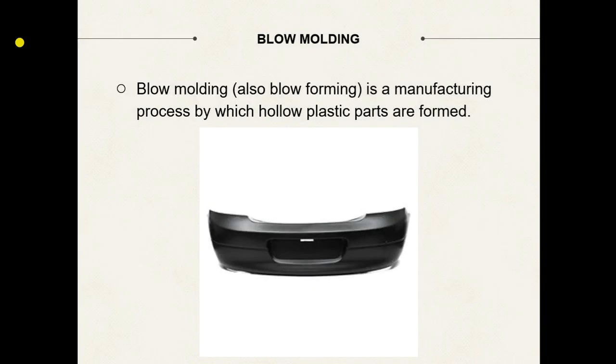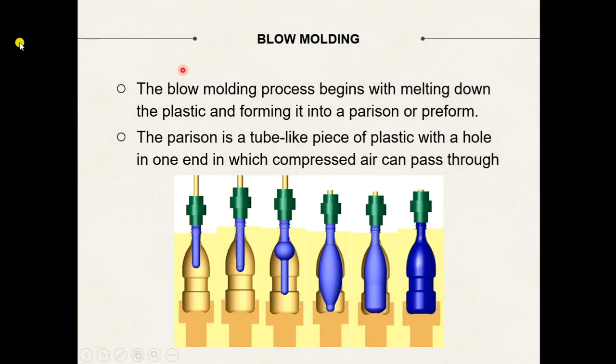Next, we will talk about blow molding. The process is also called blow forming. It's a manufacturing process by which hollow plastic parts are formed. The blow molding process begins with melting down the plastic and forming it into a parison or preform. A parison is this blue color right here. The parison is a tube-like piece of plastic with a hole in one end in which compressed air can pass through. So you can see in this figure the parison right here, and there's a hole at the end so that the air can be passed through.